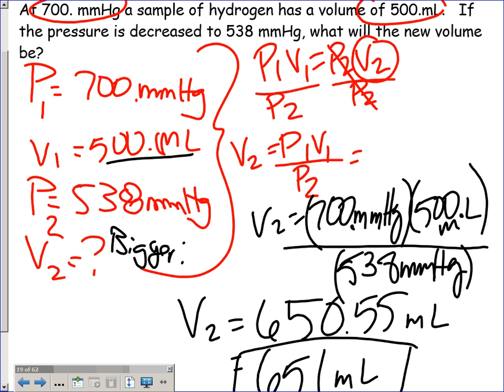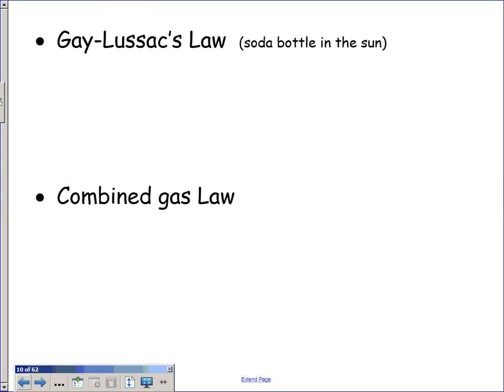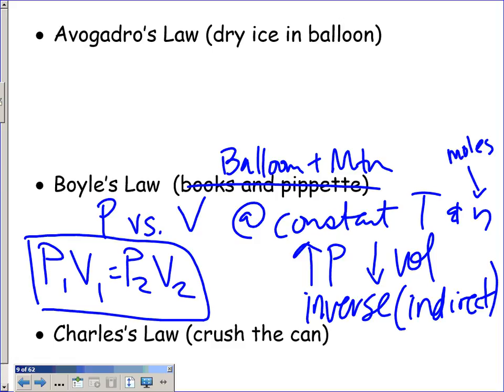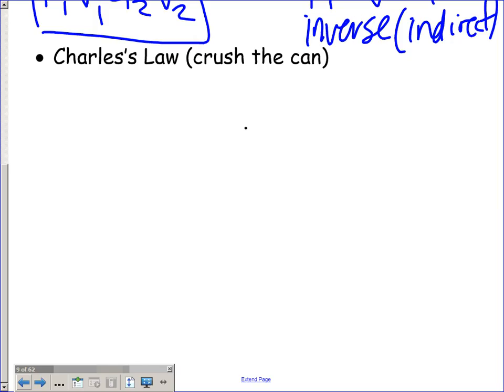I'm going back to my slides with the gas laws. Okay, so Charles went to Virginia Tech. Anybody think about what variables that would stand for? Volume and temperature. Volume and temperature relationship is what this one is going to show us.